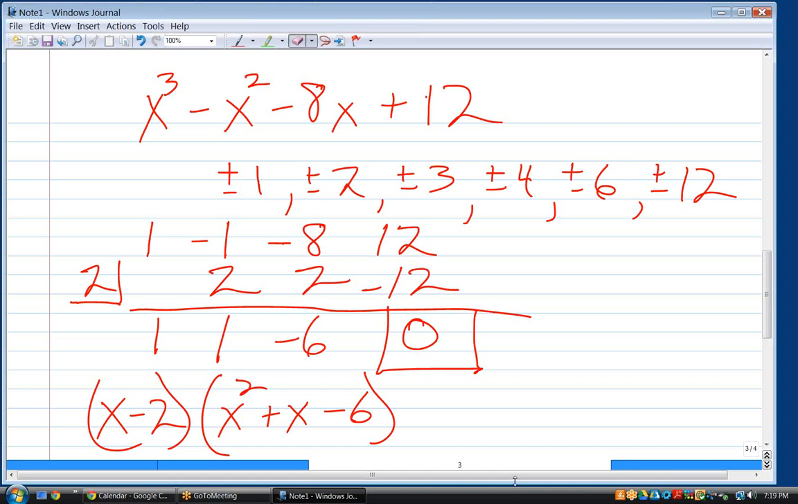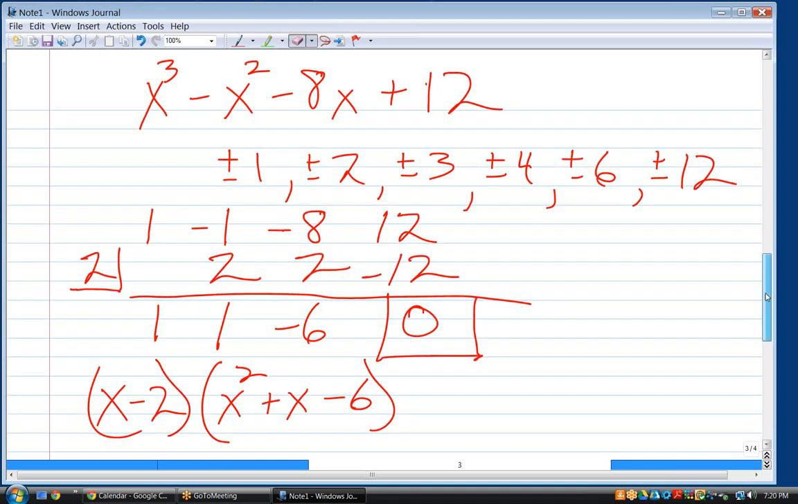And it's theoretically possible that you could try all 12 answers and not get a 0. In other words, you don't have to have a rational solution. You could have imaginary and irrational solutions. All right, what else you got?